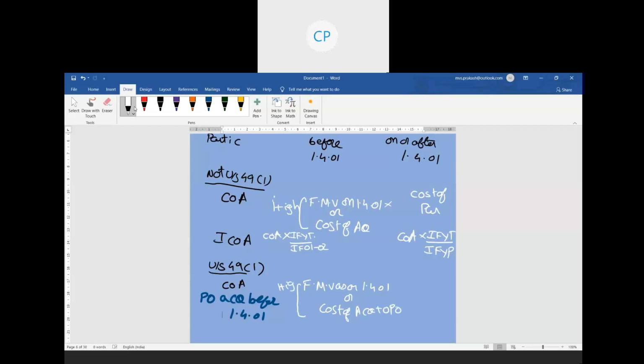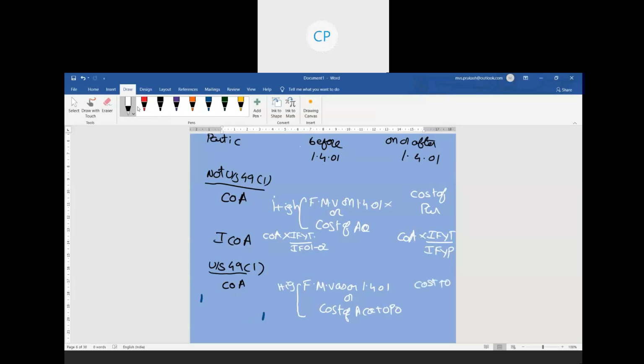Now, when the asset was acquired before 1st April 2001, and you are acquiring it after 1st April 2001, I need not mention this separately here because we are already mentioning 2 columns, so here I can write: if the asset is acquired by the previous owner before April 2001, whichever is higher. If the asset is acquired by the previous owner after 2001, and it is transferred to the present owner after 1st April 2001, simply, what is the cost of acquisition?